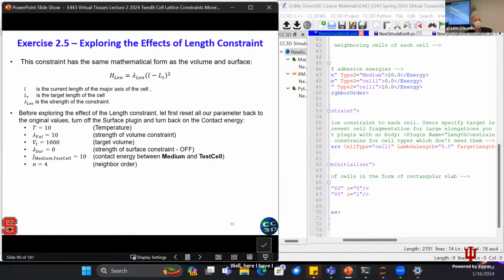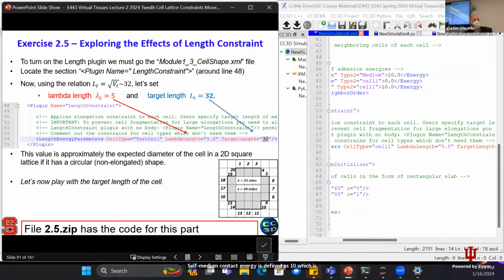Here I'm putting it back, so I'm setting things back the way they were. The fluctuations are 10, lambda volume is 10, target volume is 10, lambda surface is turned off. Cell medium contact energy is defined as 10, which is where I started. And now I'm going to turn lambda length on with 5 and 32. And that should be what gives me a round cell. Lambda length is satisfied when the cell is round.